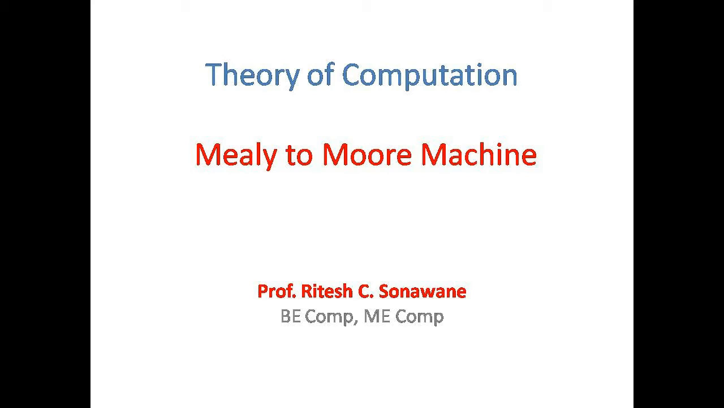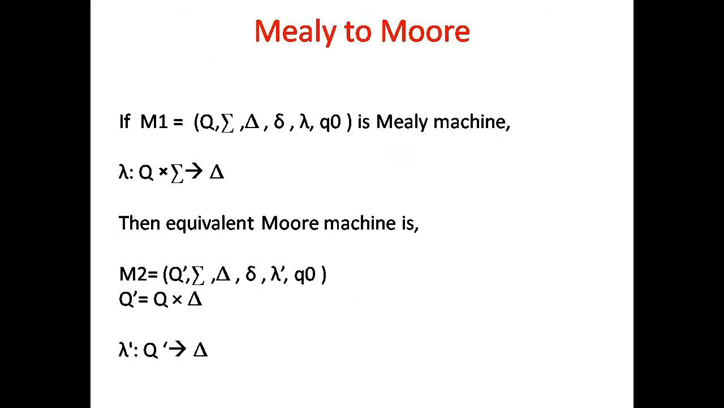In a Mealy machine, the output symbol depends on the present state as well as the input symbol, and in a Moore machine, the output symbol depends on the present state of the machine. Now if you convert Mealy to Moore machine, the given Mealy machine is defined by the following tuples.